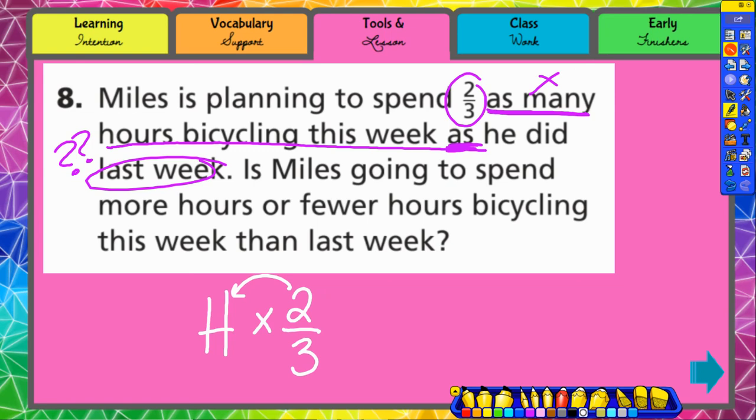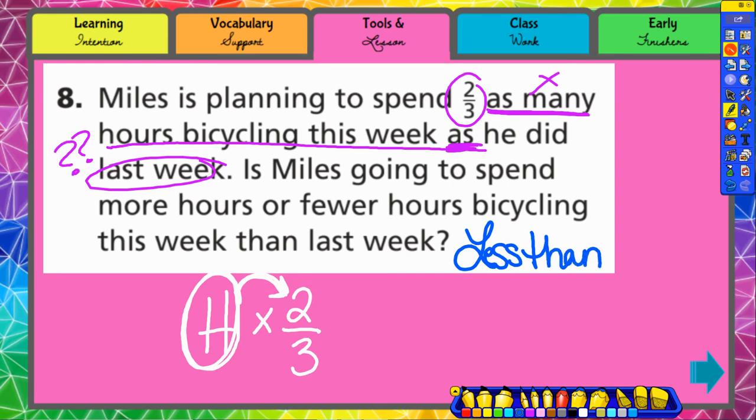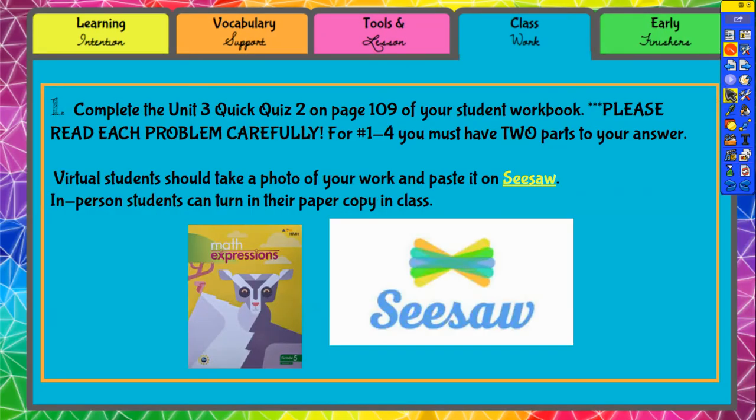Okay? So when I am multiplying last week's hours by 2/3, is my answer going to be greater than, less than, or equal to the amount of hours that I biked last week? I'm multiplying those hours by a number less than 1. So therefore, I should get an amount that is less than. And hopefully you were thinking that as you were reading. If he is doing 2/3 as many hours, that's an amount that's less than 1. So therefore, it would be less than the amount of hours that he biked last week.